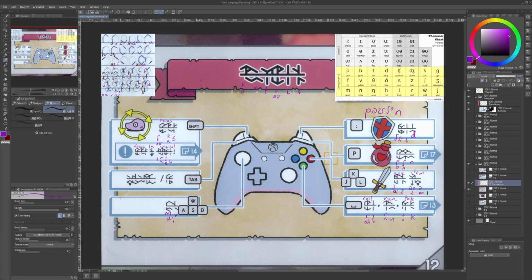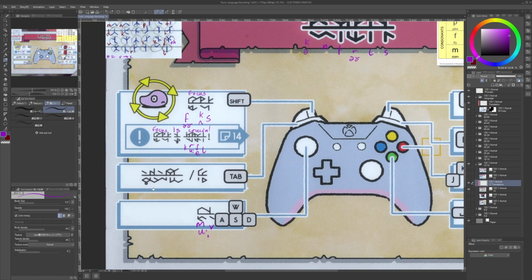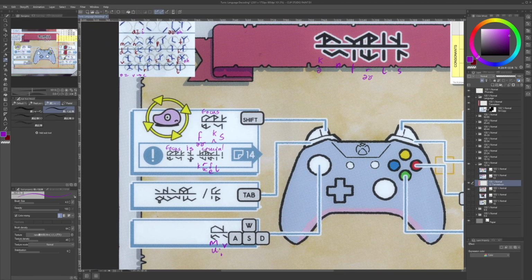I think that lines up. Looking at this, let's go back to the phonetic translator. Inventory. I don't know what the other button does. Like what else does it do? So this is switch, so it goes... I mean that's definitely an N.